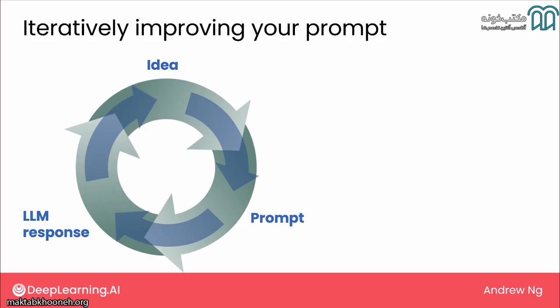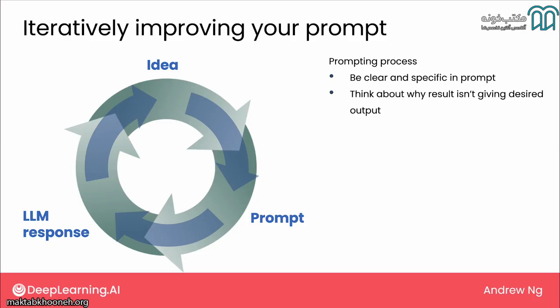So I think of the prompting process as, when I start off, I try to be reasonably clear and specific, but at the same time, I'll often start off with a short prompt that maybe is frankly less specific than is desired, but I just want to get going quickly. After you get a result back, if it's not what you want, then think about why the result isn't the desired output. And based on that, refine your prompt to clarify your instructions and keep on repeating until hopefully you get the LLM response that you want.